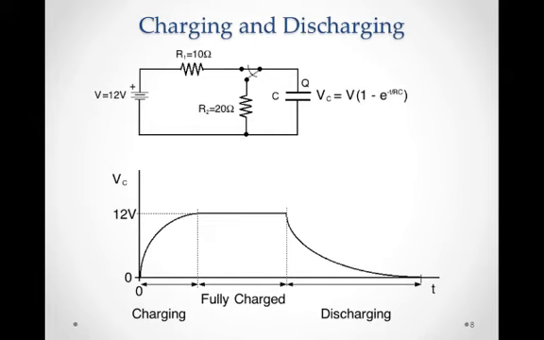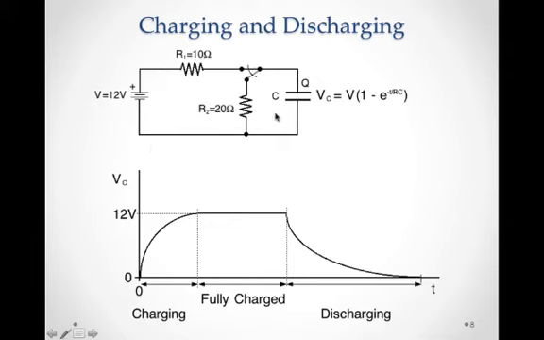The last circuit we're going to look at here is a circuit where we're going to be charging and discharging this capacitor. We're going to be charging it up to the 12 volts that we have as a supply here, and then discharging it back down to 0. So we're going to start here. We're going to flip the switch up and connect it to the battery.